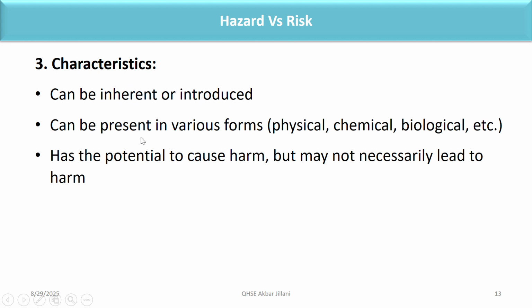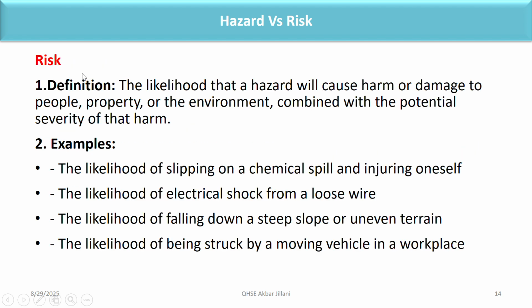Characteristics: can be inherent or introduced, can be present in various forms like physical, chemical, biological, etc. Has the potential to cause harm but may not necessarily lead to harm. This we have given here in the second bullet, physical, chemical. So you can go through our second video, hazard identification. I will give the link in the comments. So you also can watch this video.